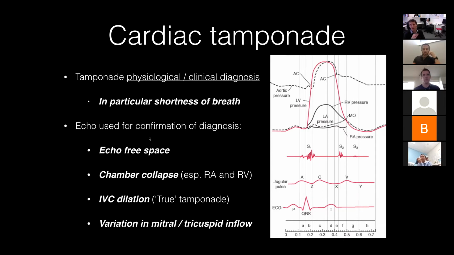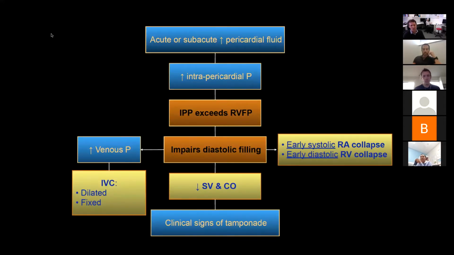But the big thing as well for the advanced side of things is looking at the variation in the mitral and the tricuspid inflow and seeing great big variation. That helps explain that septal wobble that you get in tamponade. And that's important to try and recognize from the advanced side of things. So we'll go through each in turn.